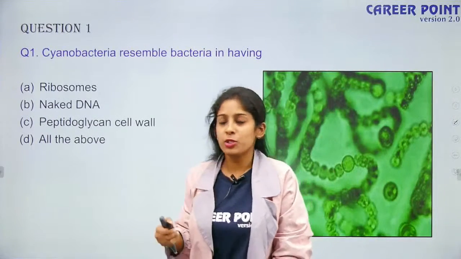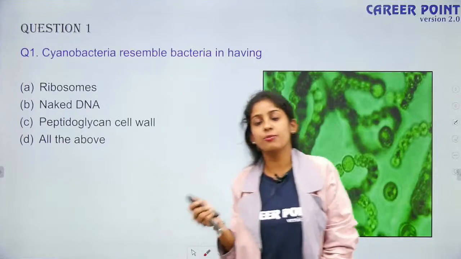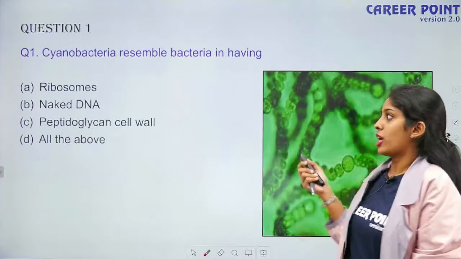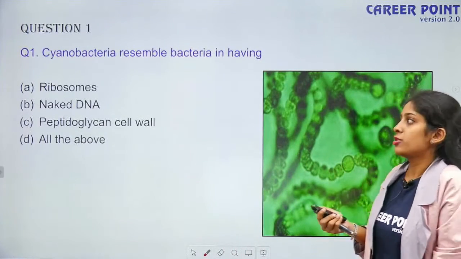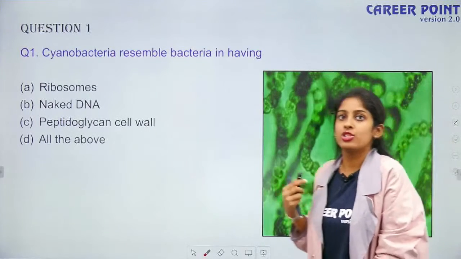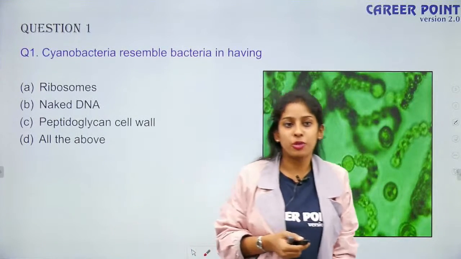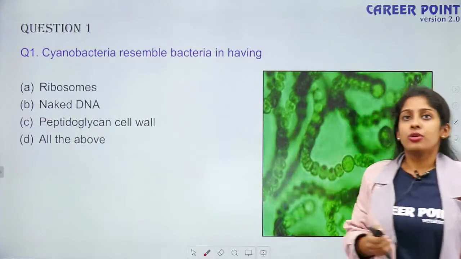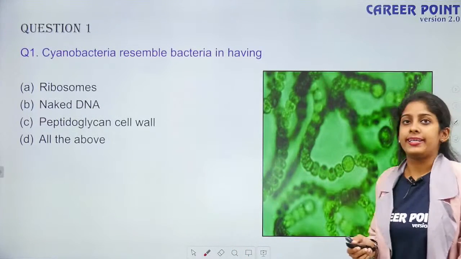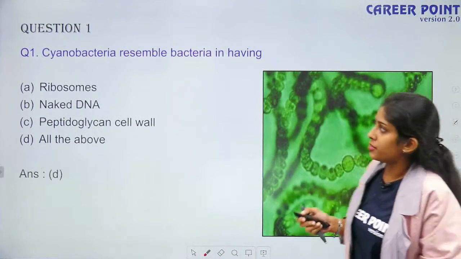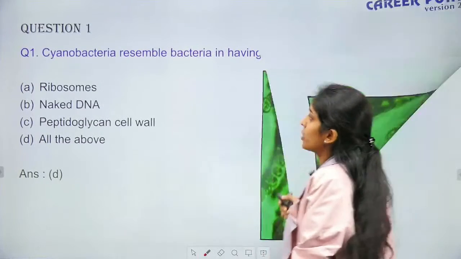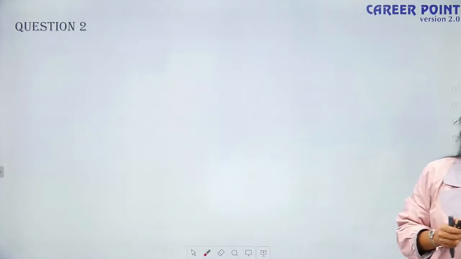So both your cyanobacteria and bacteria fall under kingdom Monera. So what is common between them? Yes, ribosomes are present in both your prokaryotes and eukaryotes. So ribosome is common. Yes, they also have a naked DNA because the DNA is not enveloped, so the nucleus is not properly organized in case of your prokaryotes. And peptidoglycan cell wall is present in your bacteria. So your option will be all of the above.